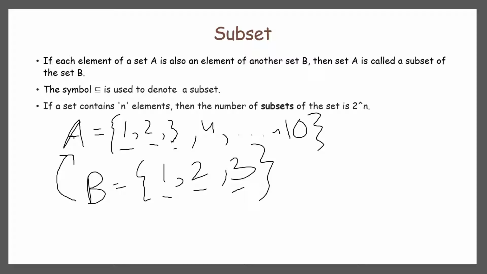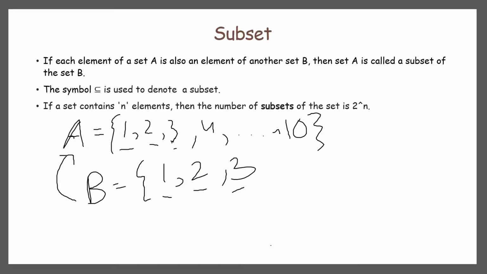So if each element of set B is present in another set, here each element of B is present in set A, so B is called the subset of set A. And how do we write it? The symbol ⊂ is used to denote a subset. Now B is a subset of A, so we will write B ⊂ A. It means that each element of B is present in A. Okay, so I hope the definition is clear now.